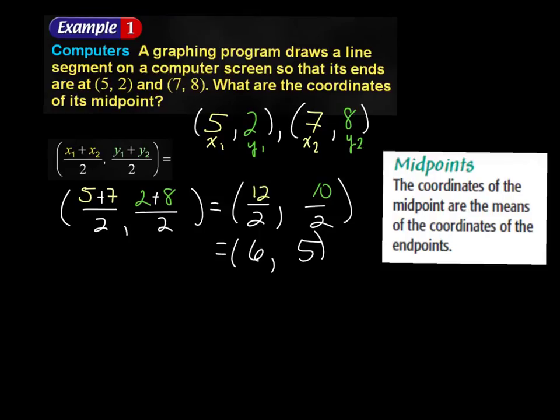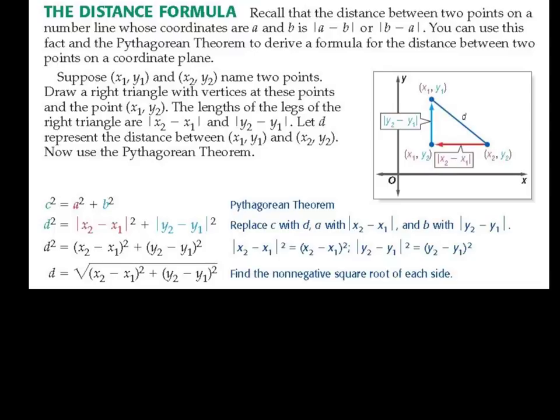Now, I was saying we average the x's, average the y's. The more accurate term would be to say that the coordinates of the midpoint are the means of the coordinates of the endpoints. Mean is a better term for average, more precise. I'm going to run through the development of how we made the distance formula in geometry real quickly. Recall that the distance between 2 points on a number line whose coordinates are a and b is the absolute value of a minus b, or the absolute value of b minus a.